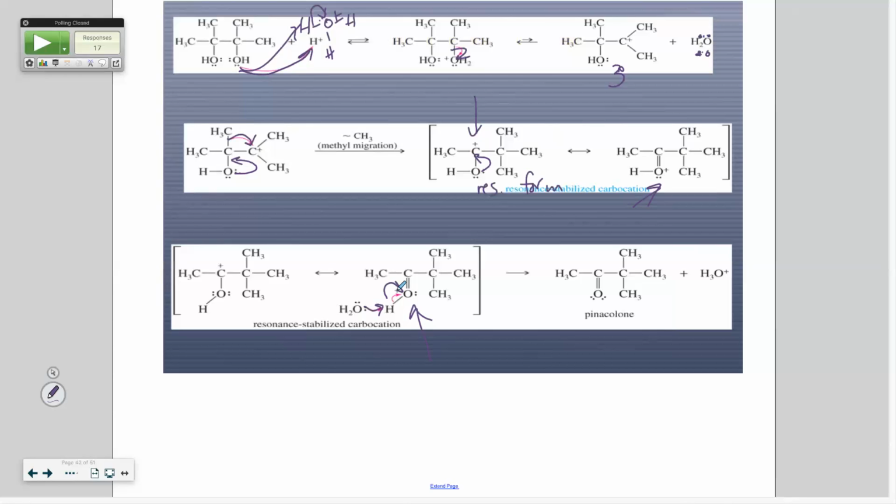That makes sense. And it's kind of weird looking. This right here is the weird part. That's probably the thing you haven't seen yet. Everything else we've done before.